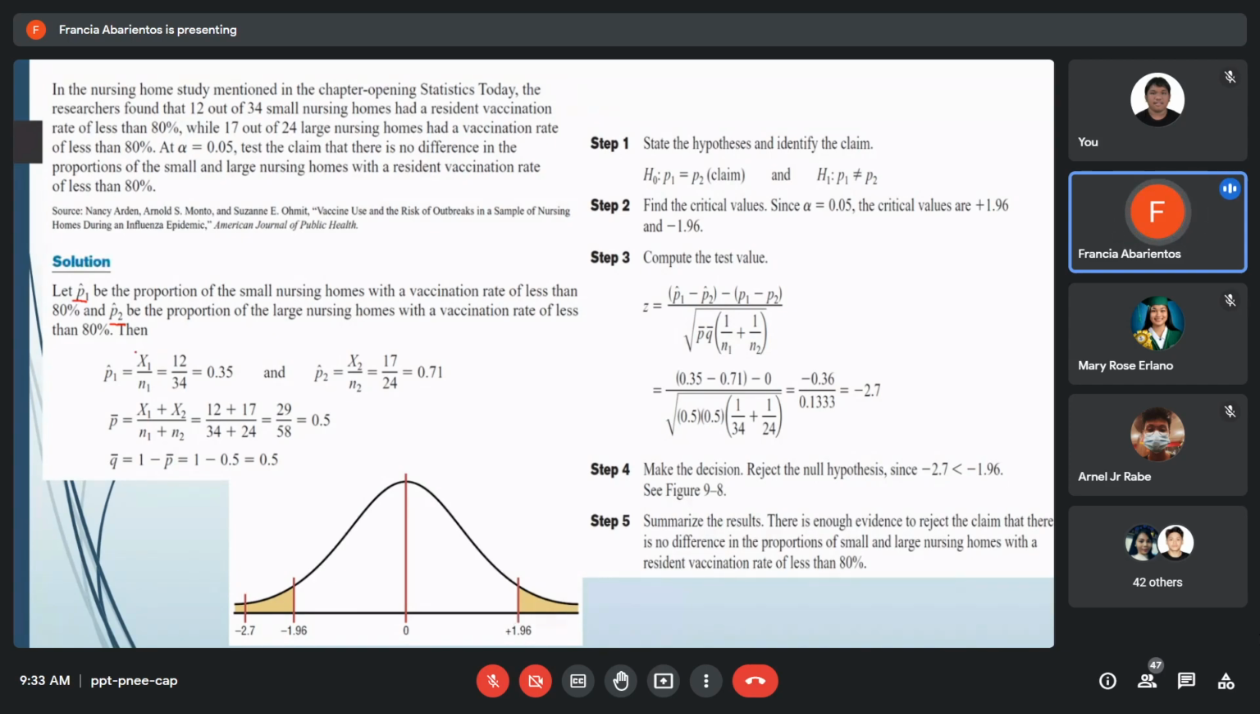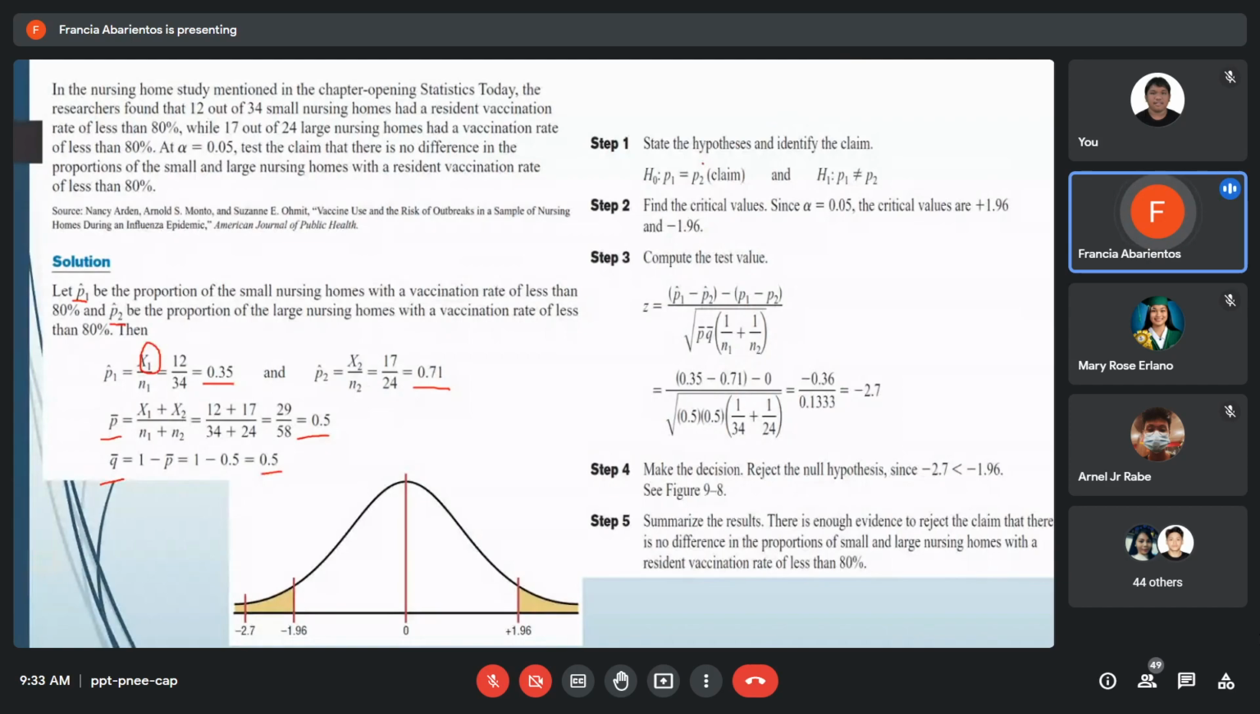So, paano natin makukuha to? The first number, we have the data natin, 12 out of 34. So, ito na yung proportion natin, 0.35. And the second proportion is 17 out of 24. We have 0.71. Finding for the p-bar, and the p-bar now, we have 0.5 as well as the q-bar. So, we have 0.5, 0.5 sila class.